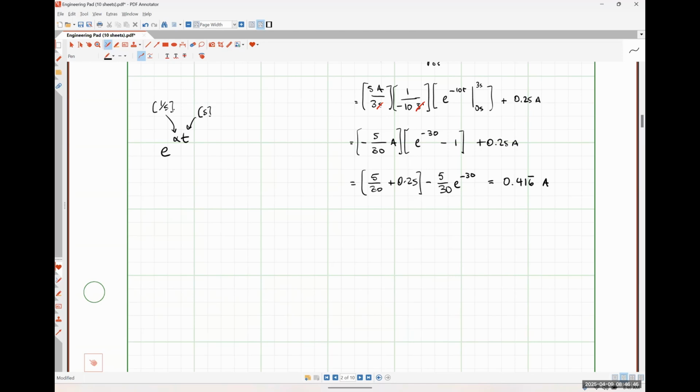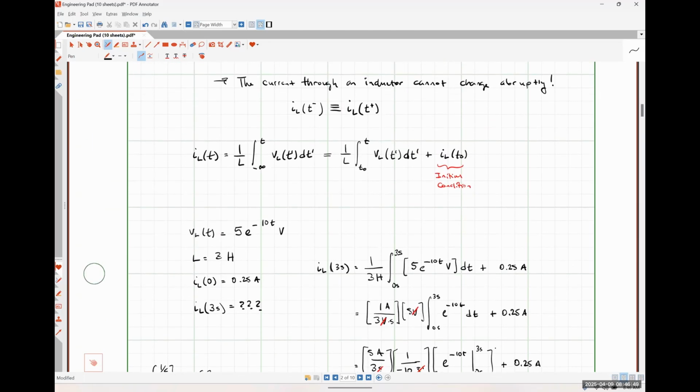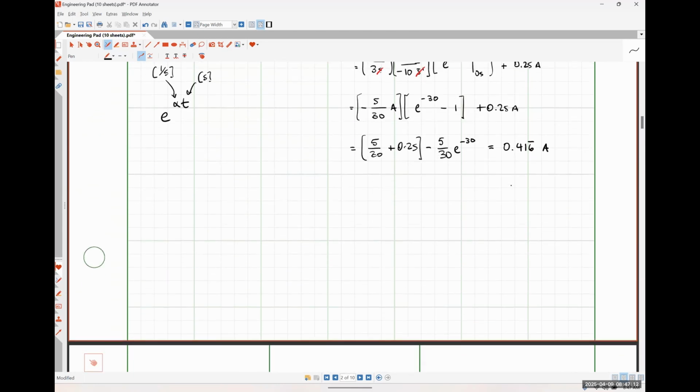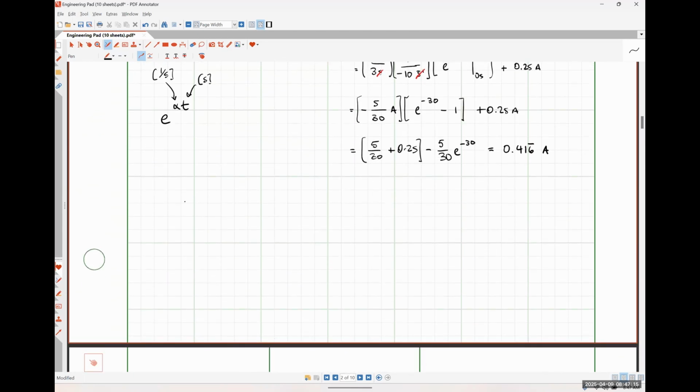Okay, so we've got two relationships now. I did not put a 2 here, but that is our second relationship that I expect you guys to know. So we've got voltage in terms of current, and now we have current in terms of voltage. So the only other two relationships that we're going to have to deal with are power and energy. Okay. So our power relationship is fairly straightforward. That's just the voltage drop across the inductor multiplied by the current flowing through the inductor.